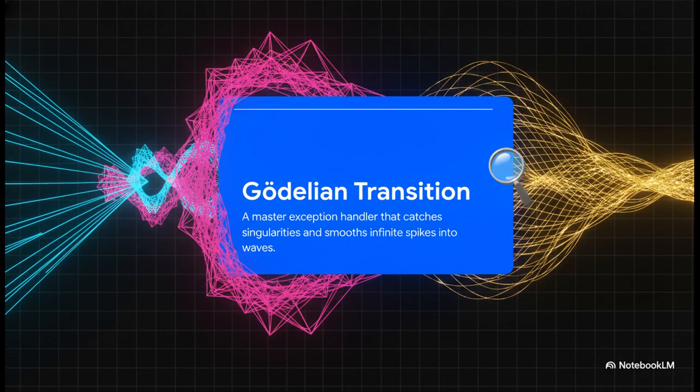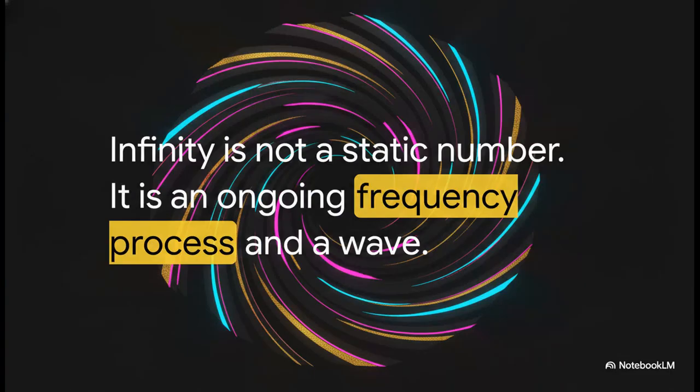So what exactly happens when a localized process hits one of these unprovable states, a mathematical singularity or an infinite loop, which we call a supertask? Standard calculus completely fails here, but the topogamic engine deploys a Gödelian phase transition. This is essentially a master exception handler. Instead of crashing, the handler catches the mathematical singularity and smooths that infinite spike right out into a wave. It takes the unresolved logic debt from the glitch and just projects it out into the surrounding field as pure localized energy.